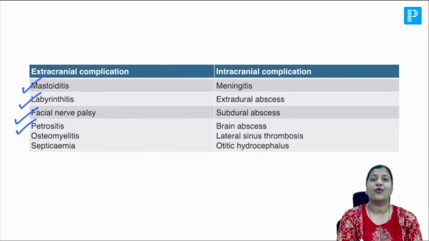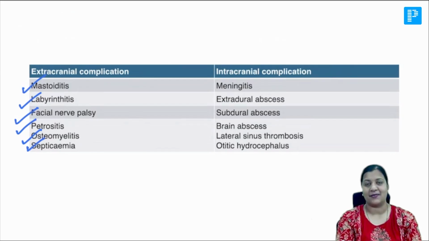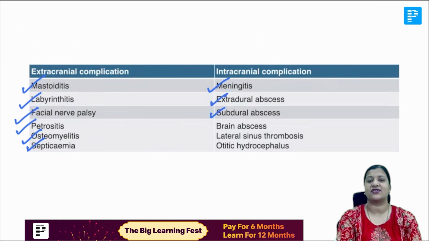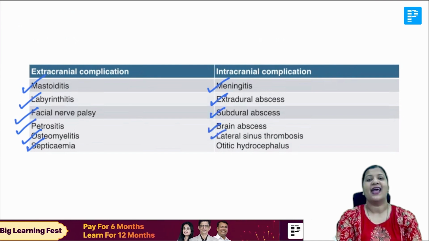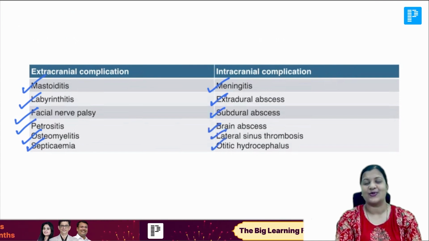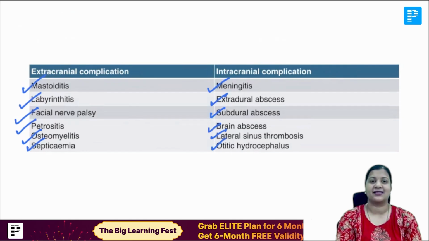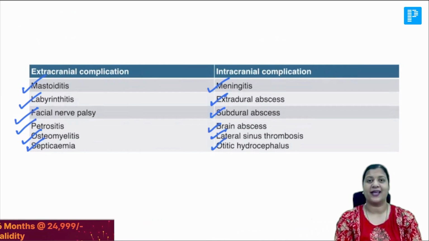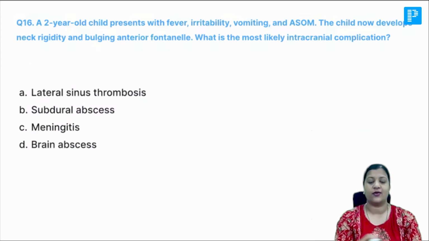The infection can go to the petrous apex to cause petrositis. Involvement of the squamous part of the temporal bone results in osteomyelitis, and blood spread results in septicemia. Intracranial complication, most common is meningitis, then you have extradural, subdural and brain abscess, and then you can have lateral sinus thrombosis and otitic hydrocephalus. So these are the brief complications. We have more questions coming on complications that we'll discuss as we go ahead with this chapter.